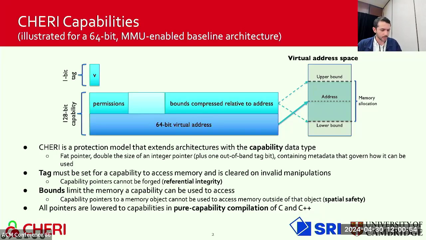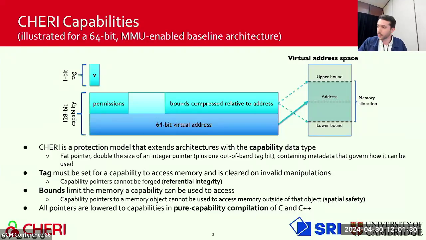CHERI is a protection model. It extends our existing architectures with the capability data type, where a capability is effectively a fat pointer. It doubles the size of an integer pointer on the architecture and also adds 1 bit of out-of-band tags. The doubling in size allows it to include metadata that govern how it can be used. One important piece of capability metadata is the tag, which must be set in order for a capability to be able to access memory. The tag is also cleared on invalid manipulations, and so this gives us the property that capability pointers cannot be forged, or we have referential integrity.